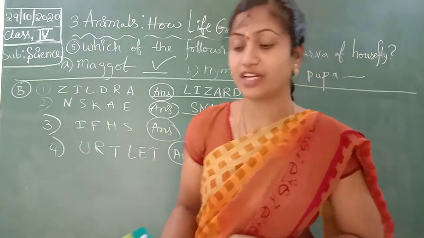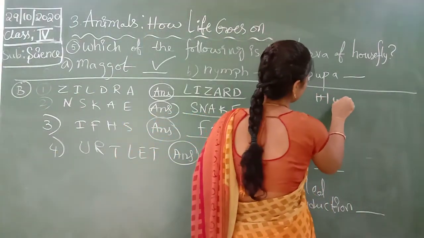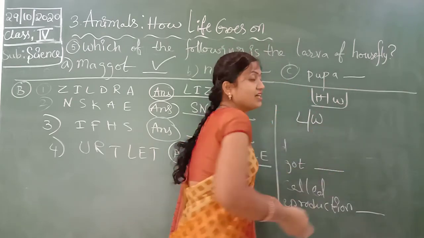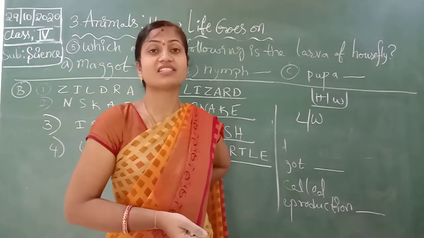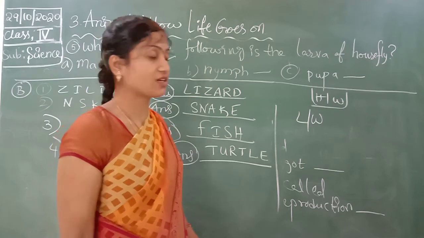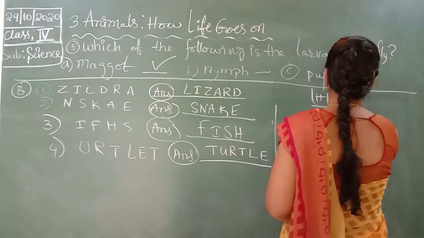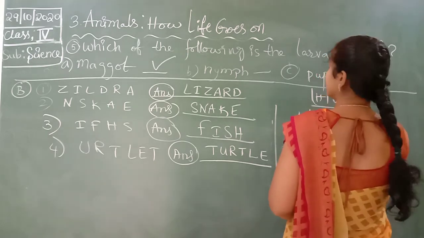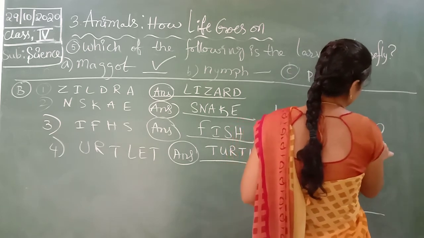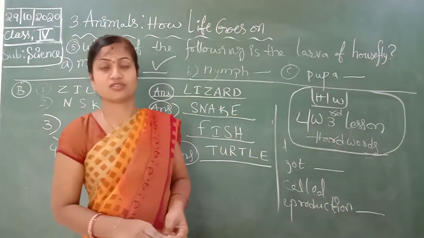Complete this today. Tomorrow we'll continue. Better to learn the hard words. That is the homework. Learn and write. You have to write in your classwork as well as learn the spellings. Complete the classwork, okay? Third lesson, hard words. As much as possible, it is better to learn the A and B bits also. Thank you.